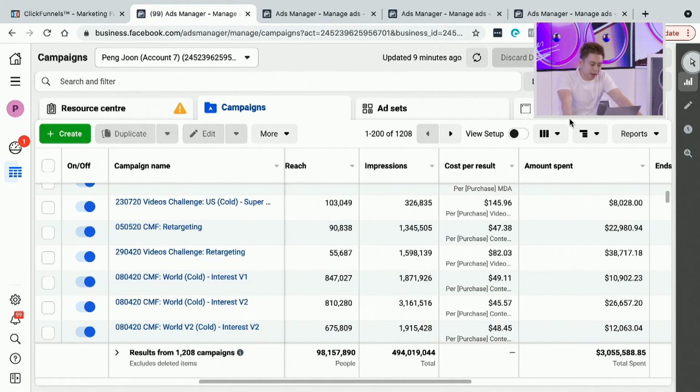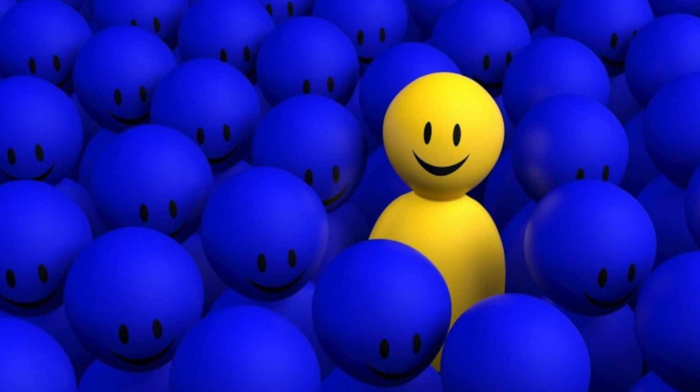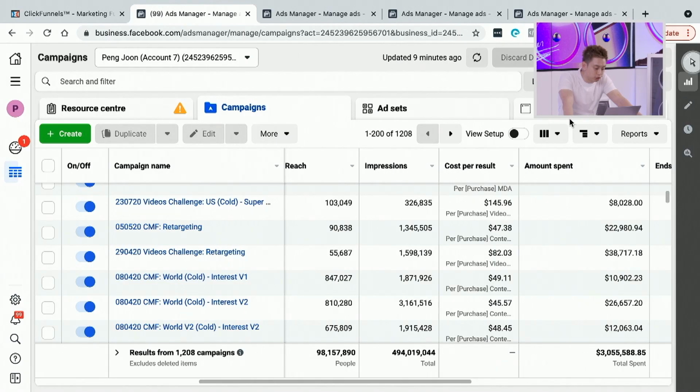This ad strategy that I'm about to reveal here today is going to be one of the weirdest, uncommon scaling strategies that you'll probably have never heard of before.